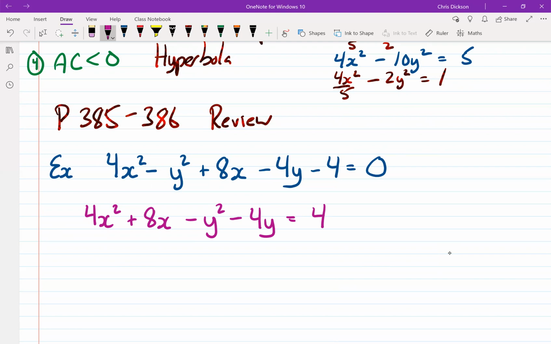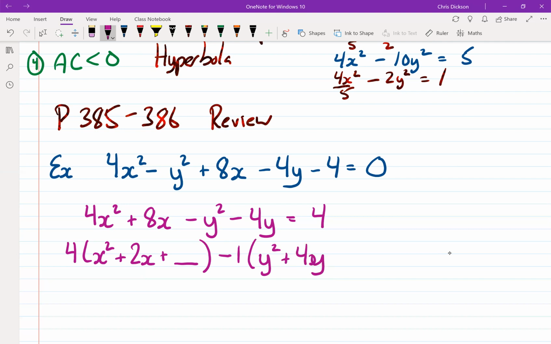Okay, so let's factor out a 4 from the beginning. So that's going to give us x squared plus 2x plus some number. And then factor the -1 out. And you don't have to put the -1, I'm going to take it out just to make sure we don't miss that. That's going to be y squared plus 4y plus some number is equal to 4 plus some number plus some number.